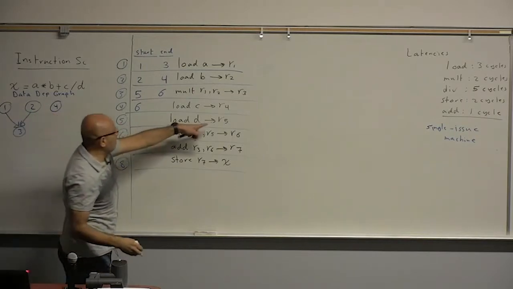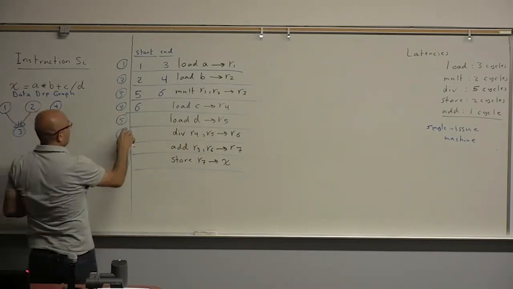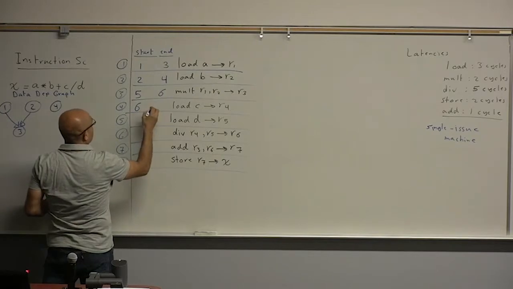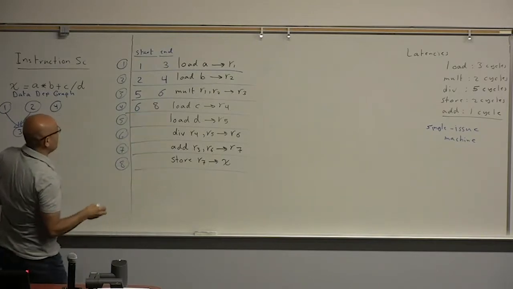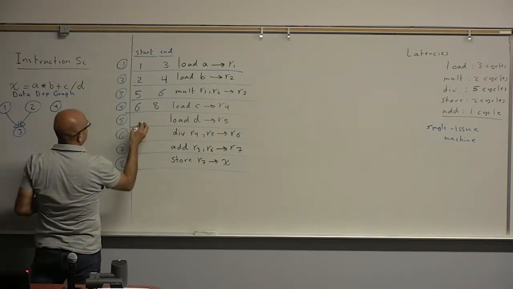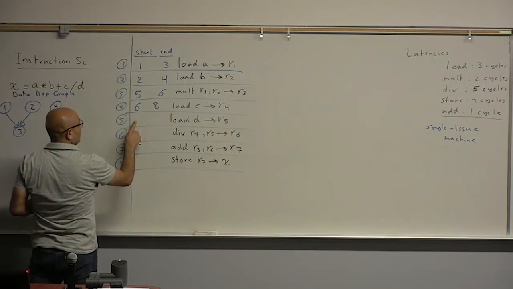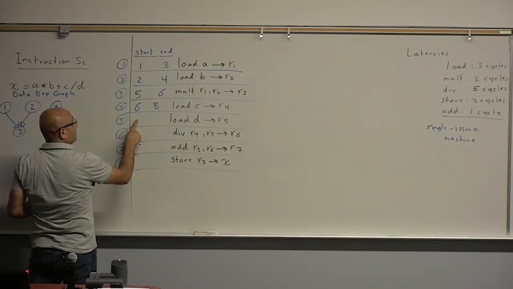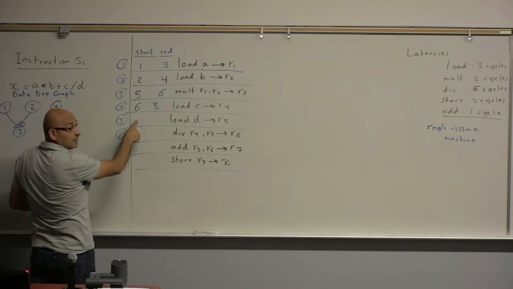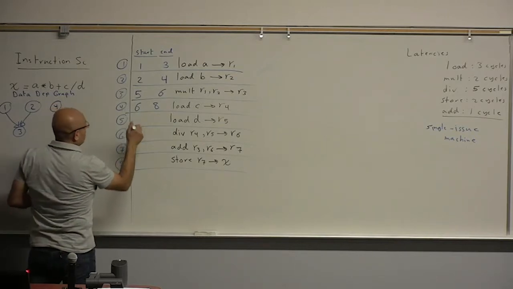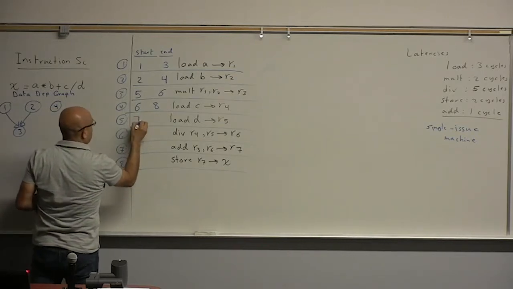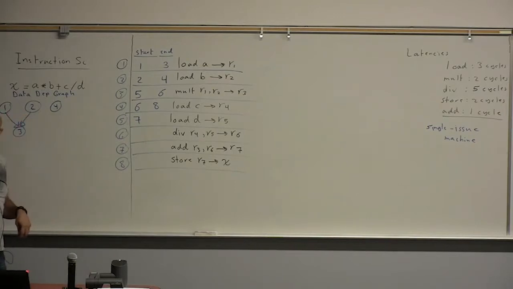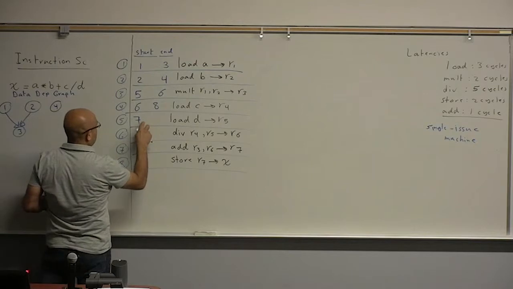And the same applies to instruction number 5. So this is going to be 6 to 8: 6, 7, 8. And this is going to be what? So should this be 9 or 7? 7. Why 7? It doesn't depend on the previous instruction, so it can start in 7. You can start a new instruction as long as it doesn't depend on previous instructions. So this is going to be 7 to 9.